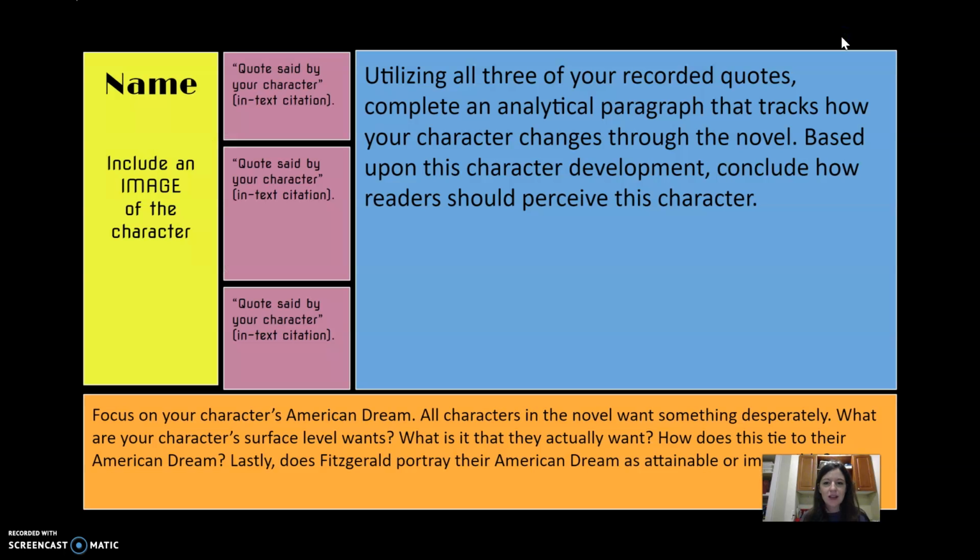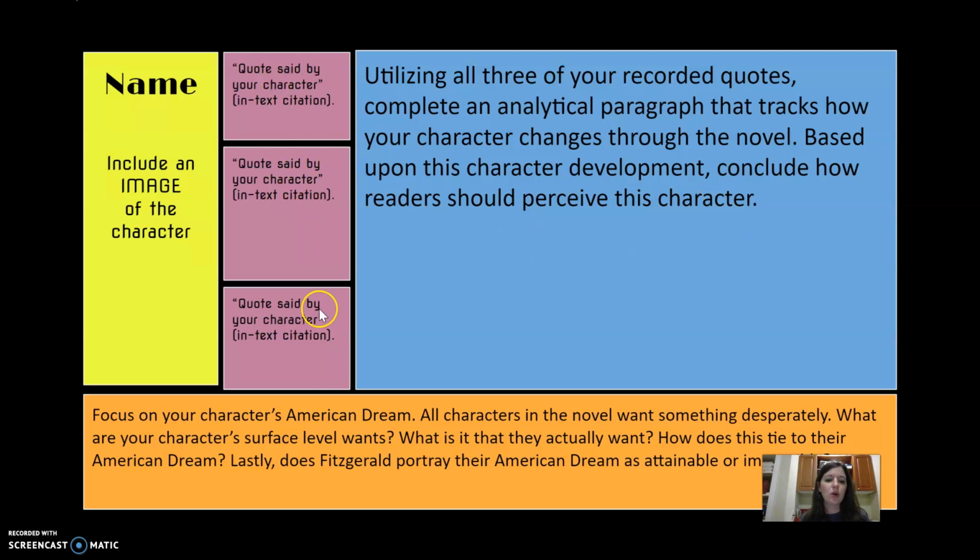So here are the directions. You have a place to include an image of the character, 3 locations for the quotes and your in-text citations, just with the chapter you took it from. And then it says, utilizing all 3 of your recorded quotes, complete an analytical paragraph that tracks how your character changes through the novel. Based upon this character development, conclude how the reader should perceive this character.